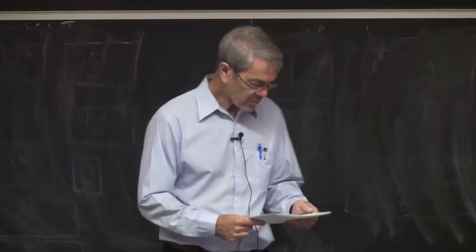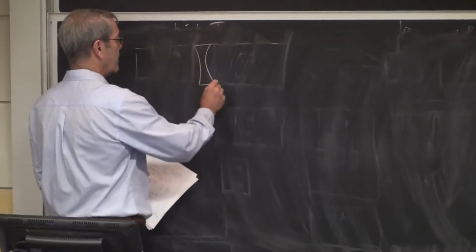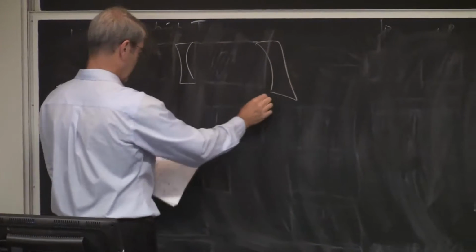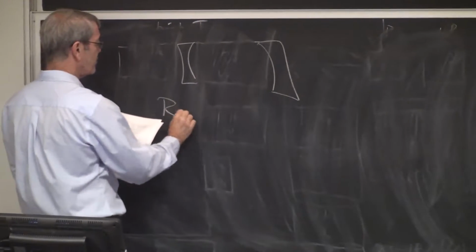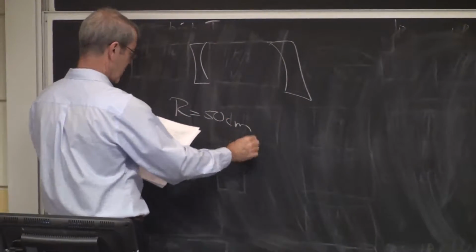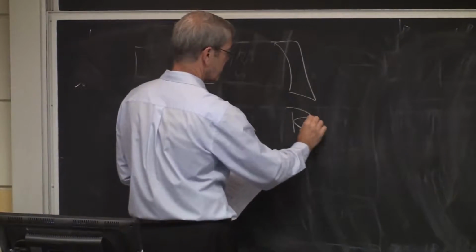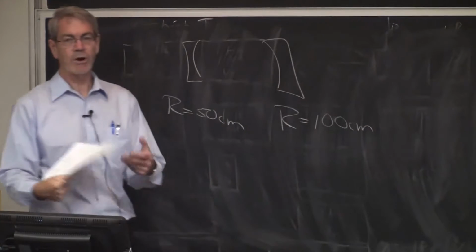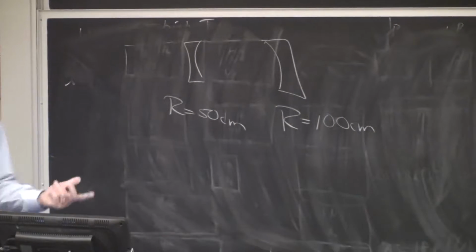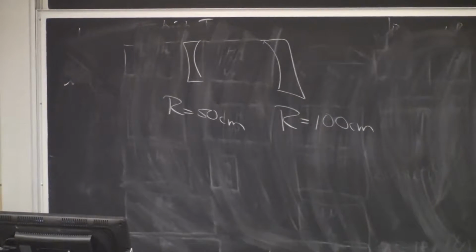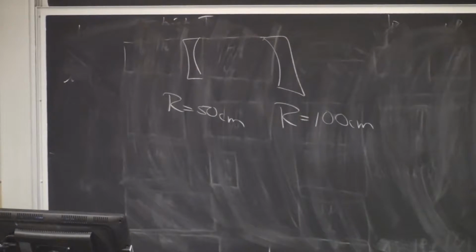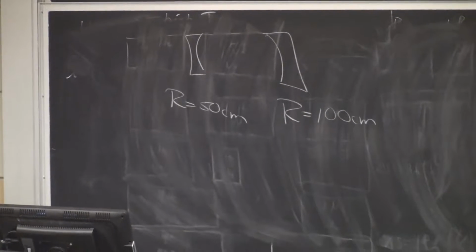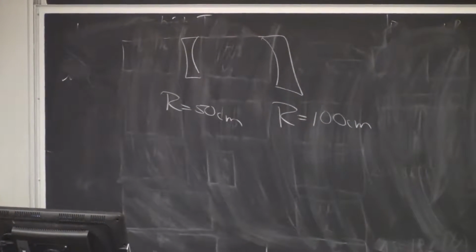So here's a problem. I got two mirrors. One has R equals 50 centimeters. I don't know if you can read that. This is such a messy board. One has R equals 100 centimeters. Where's the waist in this cavity? Usually if I have a symmetric cavity, you know it's going to be in the middle, or if you got a flat mirror, you know it's going to be on that. But here I don't know where it is.